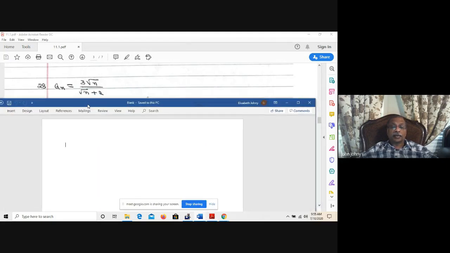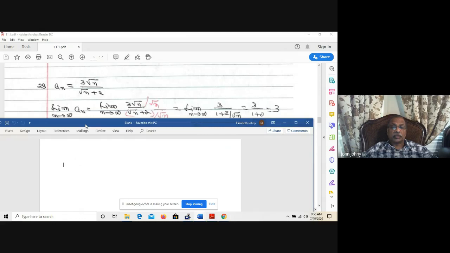Number 28, an is equal to 3 times square root of n divided by square root of n plus 2. So again, as in the previous cases, you divide both numerator and denominator by square root of n. So the limit of an is the limit as n approaches infinity of 3 square root of n divided by square root of n, all divided by square root of n plus 2 divided by square root of n. That is equal to the limit of 3 divided by 1 plus 2 over square root of n. 2 over square root of infinity means 2 over infinity, which is 0. So that is 3 divided by 1 plus 0, which is 3.